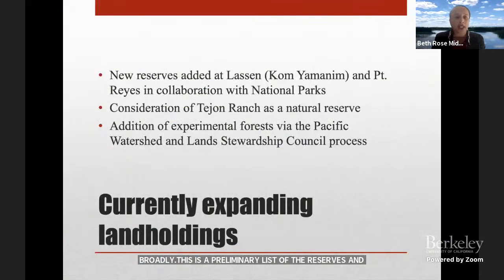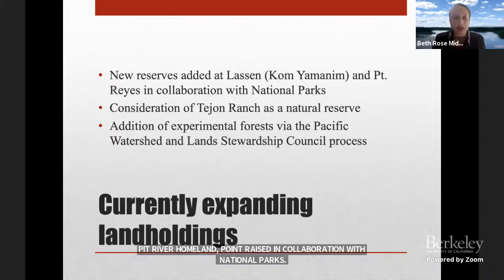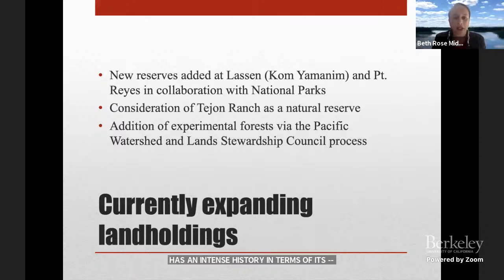So this system of UC lands is growing. It's not necessarily a static system at all. New reserves have been added at Lassen or Comyumani in the Mountain Maidu and Pit River homeland, Point Reyes in collaboration with national parks. Tejon Ranch has been under consideration as a natural reserve that's down south and has a very intense history in terms of it was basically a concentration camp for Indigenous people in that region prior to its life as a conservation area.